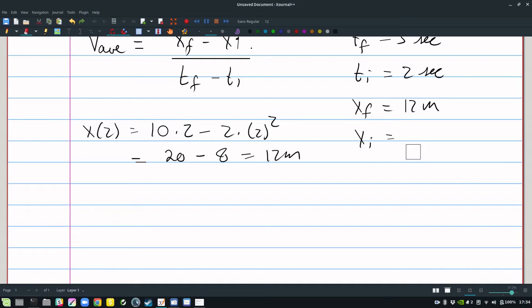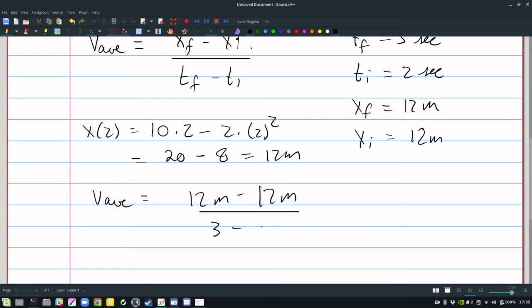So our x initial is 12 meters, and so our V average will be 12 meters minus 12 meters. You may have already caught on what's about to happen. T final is 3 and the T initial is 2. These are seconds, and so you get 0 meters over 1 second. So actually the average velocity is 0 meters per second.